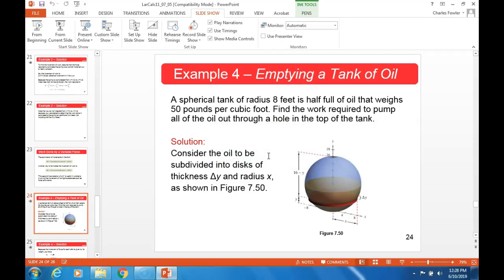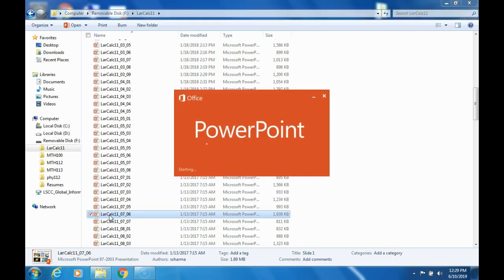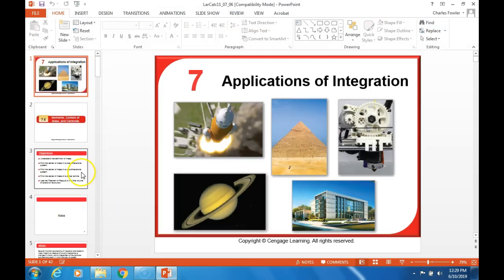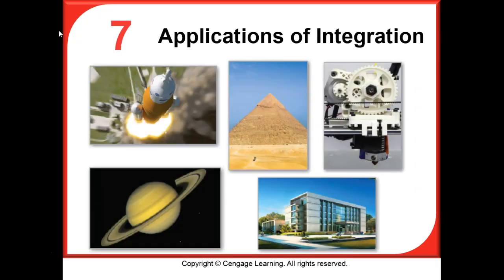So work was another application of integration. Let's move to our next application, which is a very long section here, or lots of slides anyway. So it's going to take a little longer to open. There we go. Okay. I'm having trouble seeing. There we go.